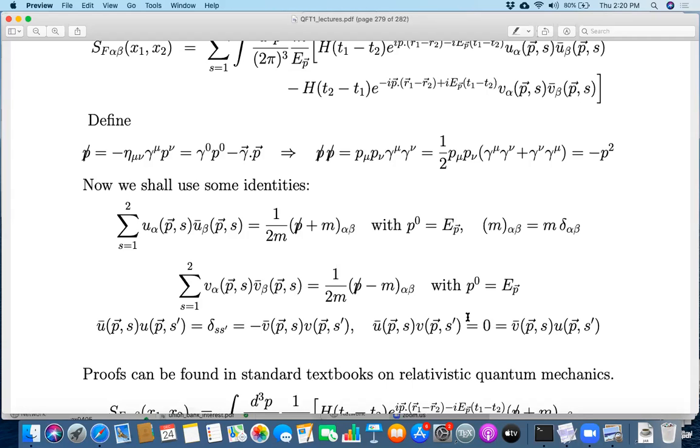And u bar v is 0, v bar u is 0. Again, as I said, these are standard identities involving the solutions to the Dirac equation, in the way you have normalized it, but I'll not try to prove them here. You can just look up standard textbooks on relativistic quantum mechanics. Are there questions or comments?